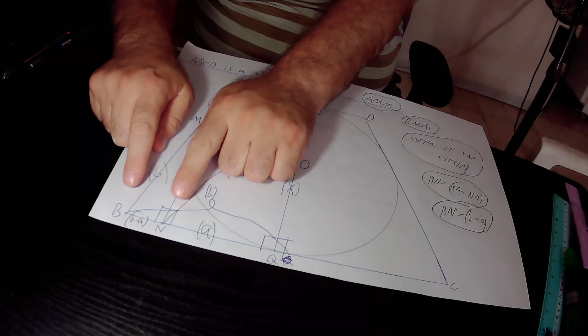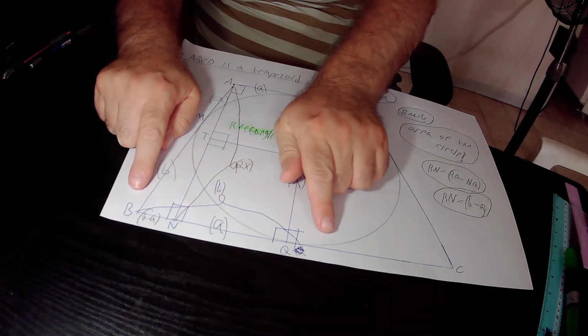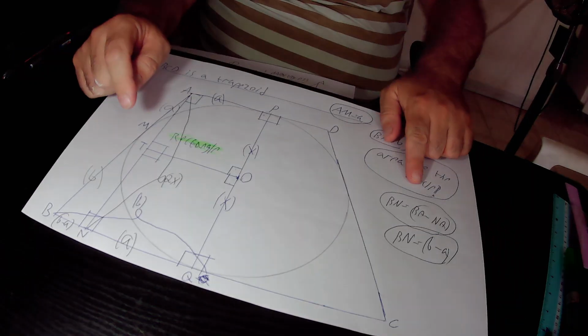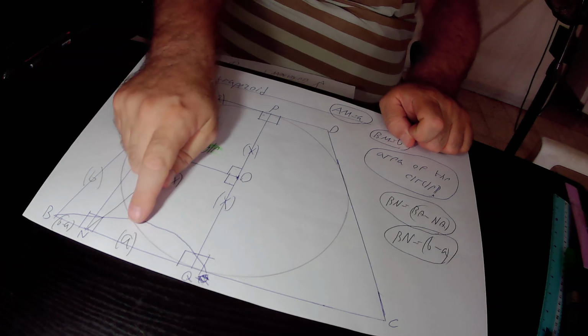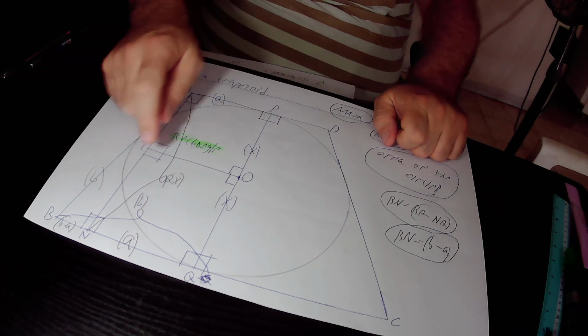What is the length of this missing line segment BN? BN equals BQ minus NQ. So BN equals BQ, that is B, minus NQ, that is A. So in total, BN equals B minus A units in itself.